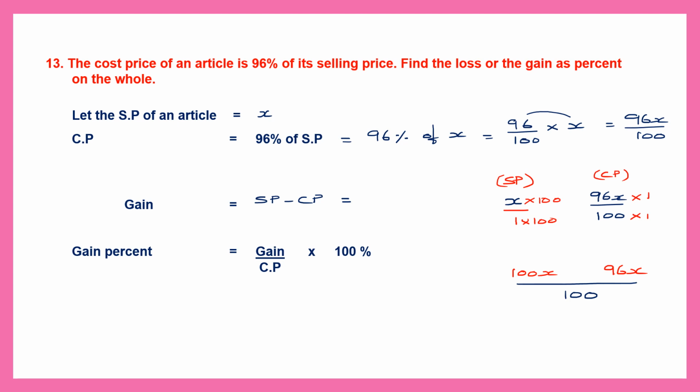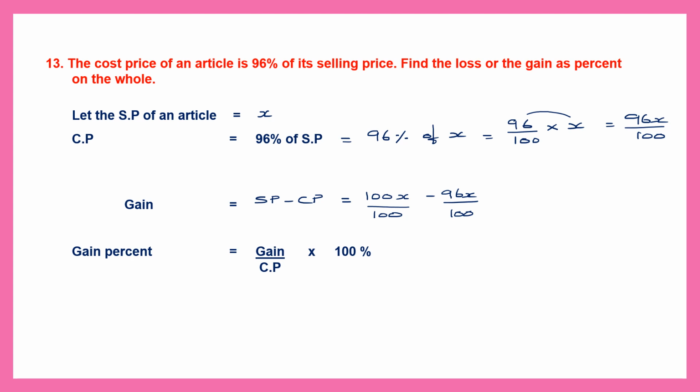So selling price we said is 100x, 100x by 100, and cost price is 96x by 100. So let's write that. So selling price is 100x by 100 minus 96x by 100. This is after solving what we have done here. Okay, this is the same thing that I have written here. So 100x minus 96x. 100 minus 96 is 4. So that is 4x by 100. So the gain is 4x by 100, and gain percent is gain divided by cost price into 100%.